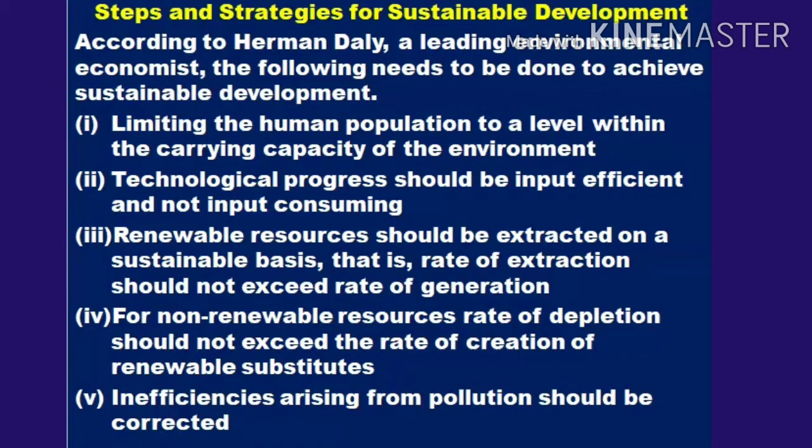That is, financial assistance should not be made for further technological progress, and the resources that we have with us should be efficiently utilized. So that is the second point. Next, third point, renewable resources should be extracted on a sustainable basis. That is, the rate of extraction should not exceed the rate of generation. So extraction should be reduced and regeneration should be emphasized. So that is the third point.